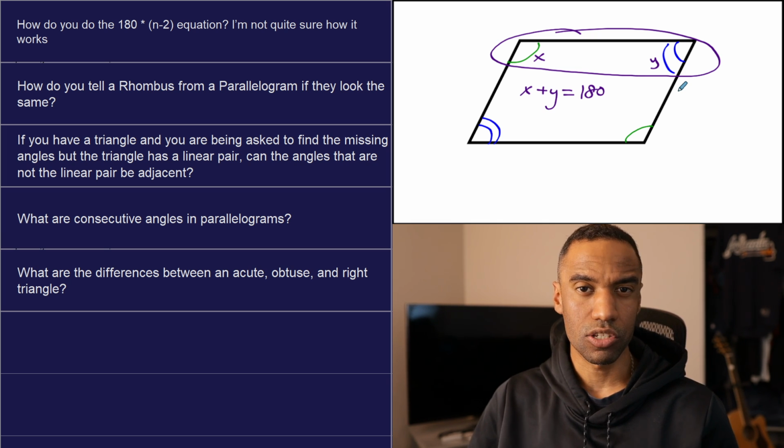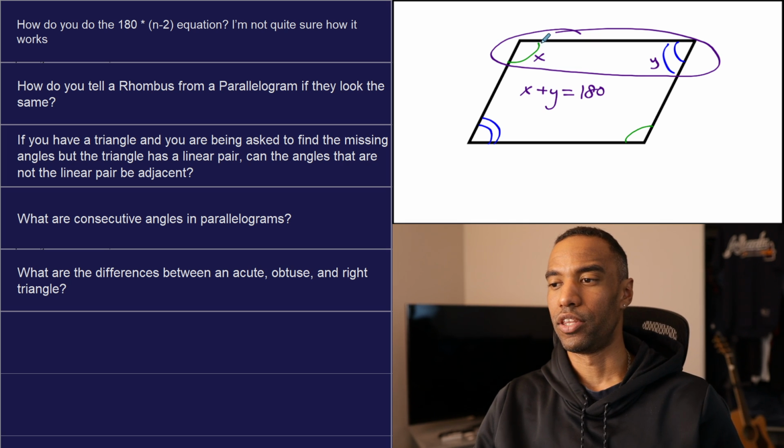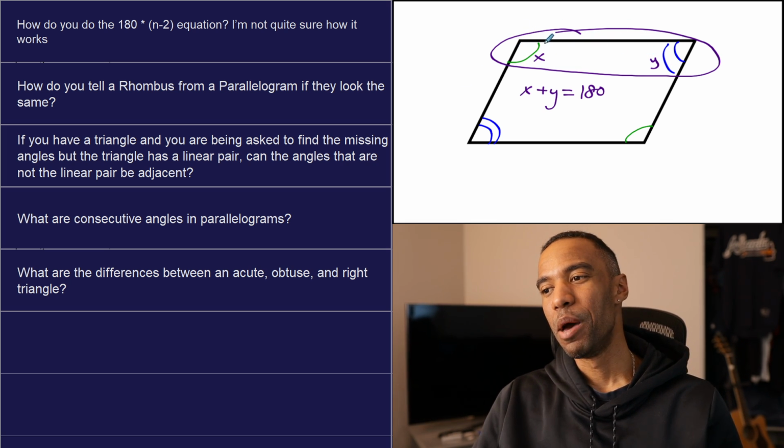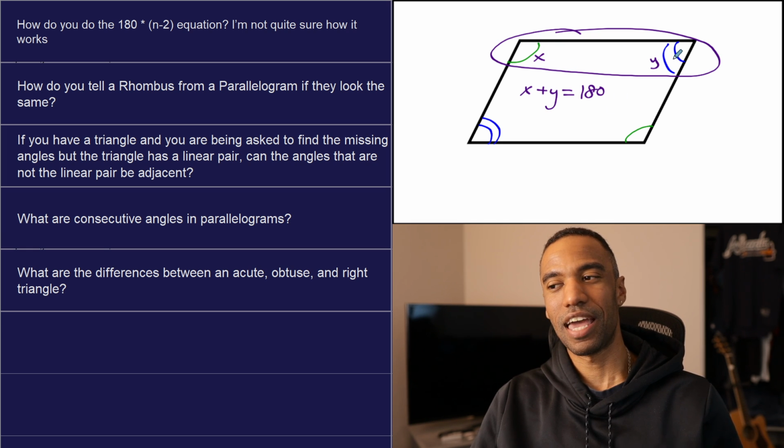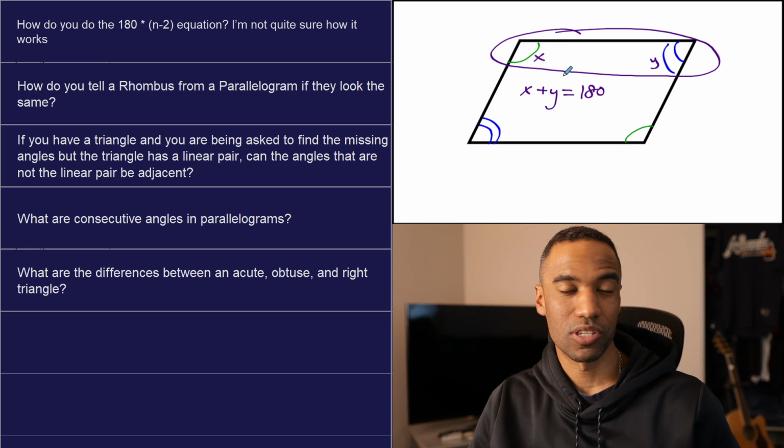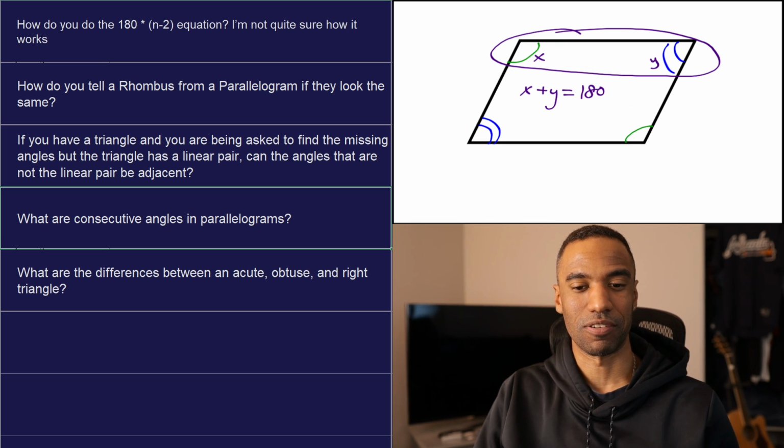So all this vocab, it's kind of all, they're consecutive angles, but adjacent vertices, but non-adjacent angles. It gets a little screwy. But anyway, in a parallelogram, it's the angles that aren't opposite each other. It's the ones that are next to each other. Those are called consecutive angles.